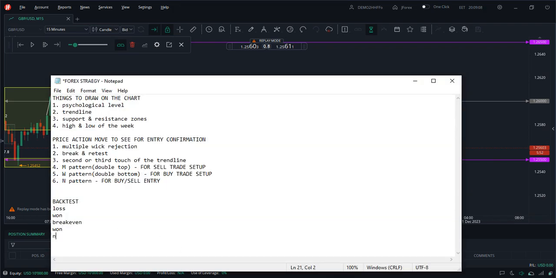We had break even at one point. We didn't lose any trade. We didn't have any loss. We had break even. Let me just put everything that happened there down. Then we won a trade.